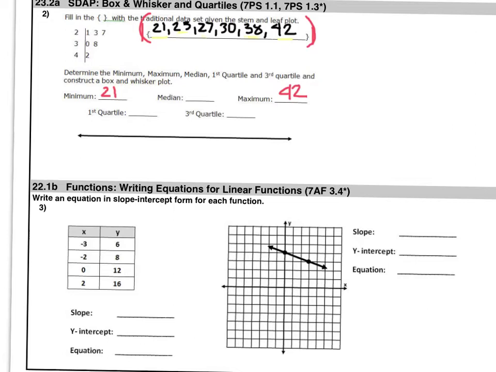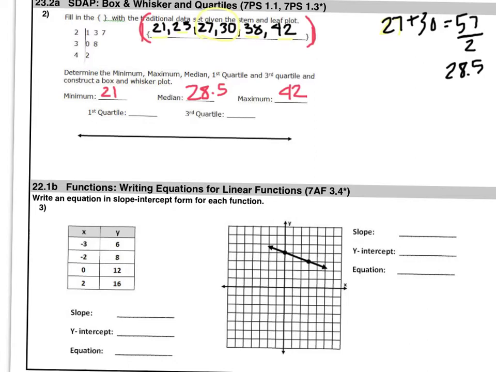So I ended up with two numbers here in the middle. And so I have to take those two numbers and solve for their average, basically. So 27 plus 30 is equal to 57, and I need to divide it by 2. So 57 divided by 2 is 28.5. So that becomes my median. So I'm going to put that on my median line, 28.5. And now I have to solve for my first quartile and my third quartile.